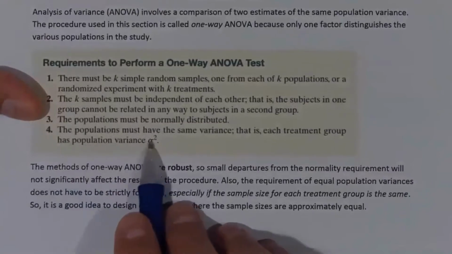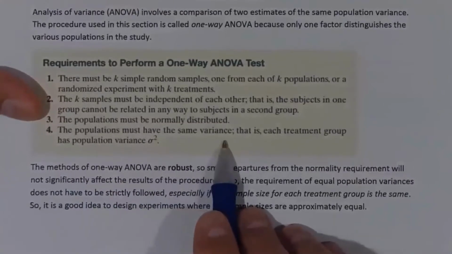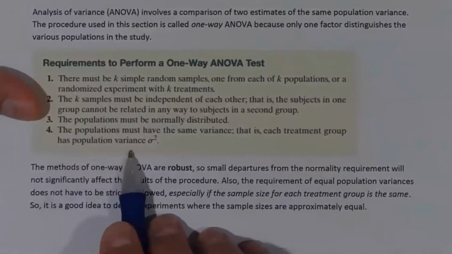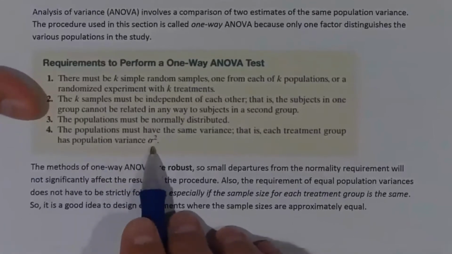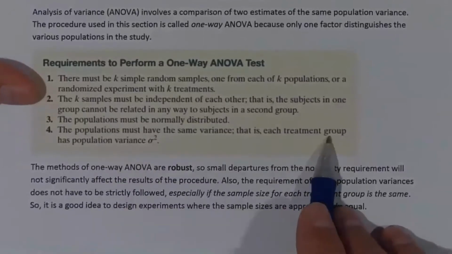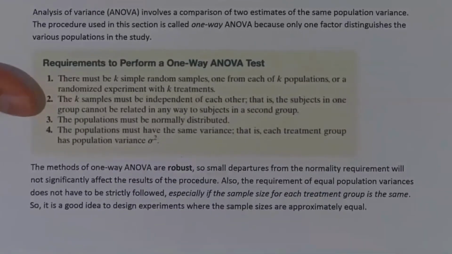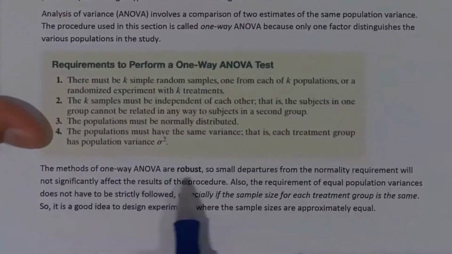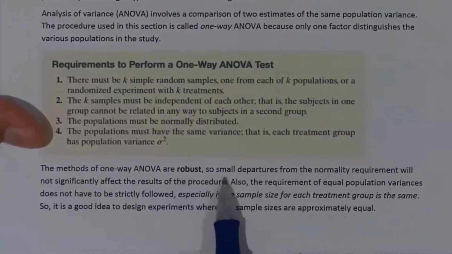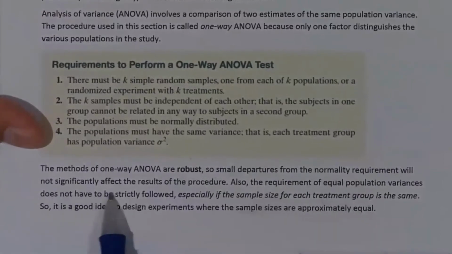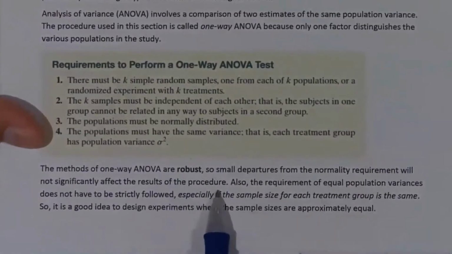4, the populations must have the same variance. That is, each treatment group has population variance of sigma square. So again, this is a requirement that all of the populations have to have the same variance. Now, the methods of a one-way ANOVA are robust, so small departures from the normality requirement will not significantly affect the results of the procedure.